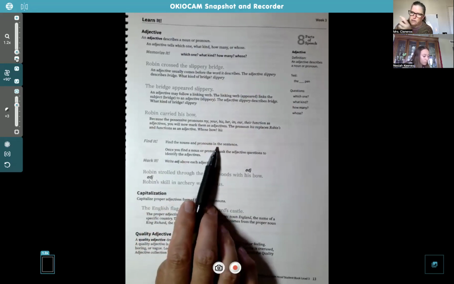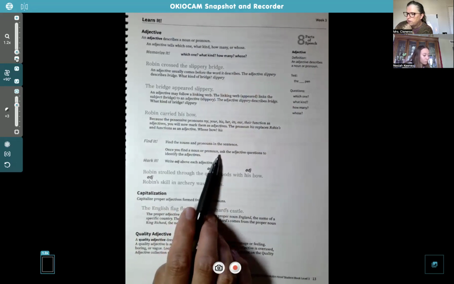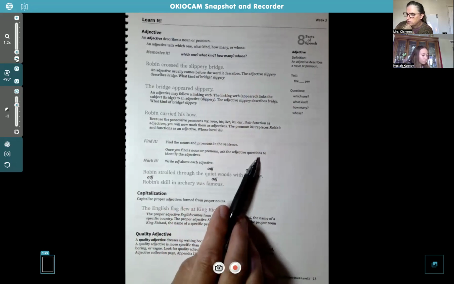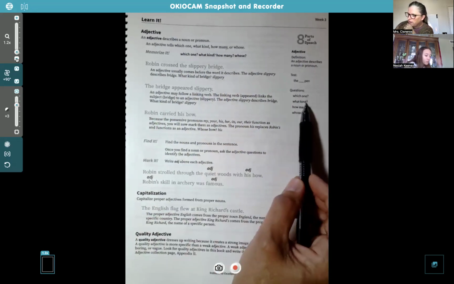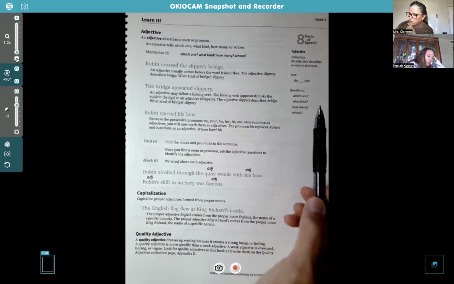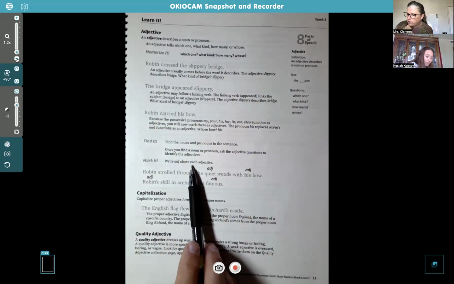Find the nouns and pronouns. That's the first step. Find the noun or the pronoun first. And then once you find the noun or the pronoun, ask the adjective questions to identify the adjectives. And those questions are which one, what kind, how many, or whose. And then you're just going to write ADJ above each adjective.